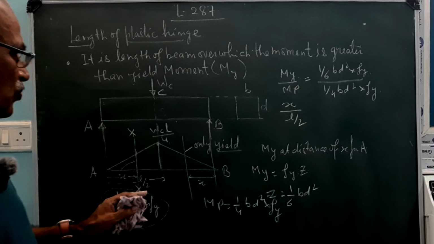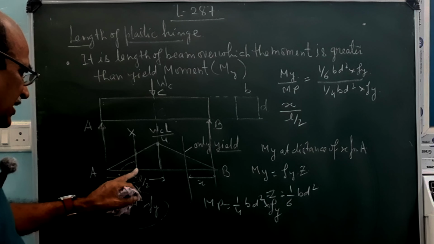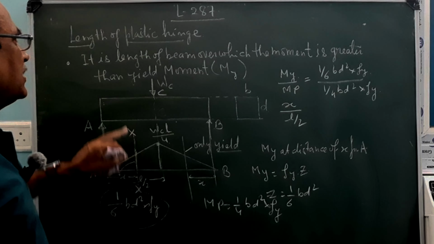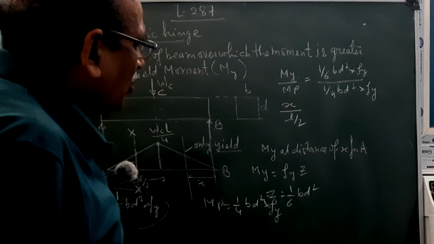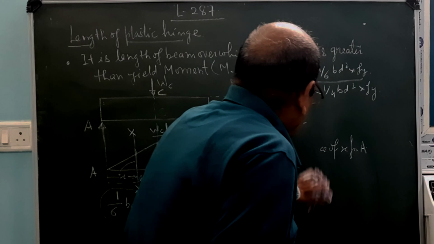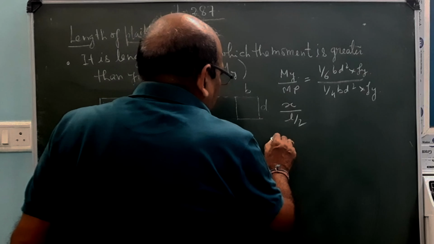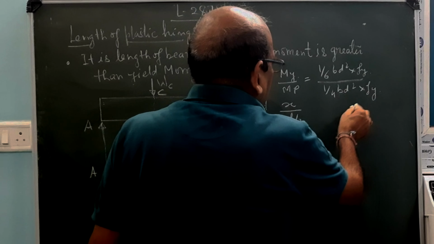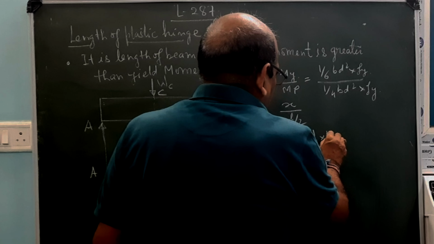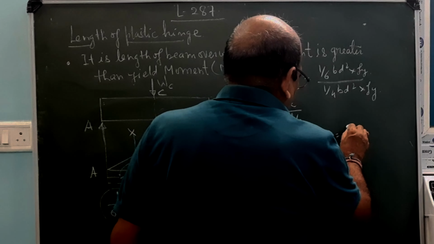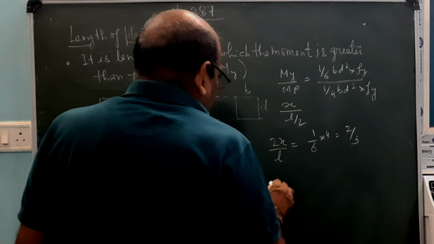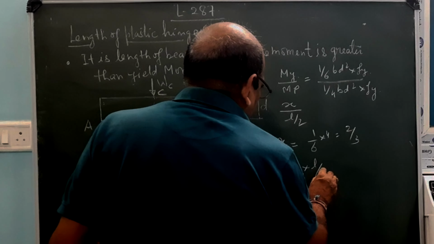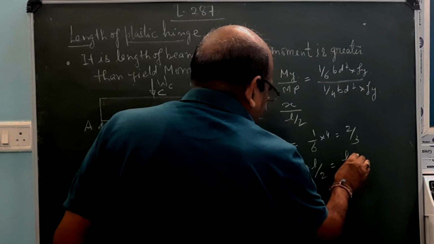We want to know the distance. What is the distance between these two points? What is the hinge length? What is the plastic hinge length? That we want to calculate over here. So what will be the length? You may have 2x by L equals 1/6 BD square, BD you can simplify. This is 1 by 6 multiplied by 4, so this will be your 2 by 3. So x equals 2 by 3 L divided by 2. So this is your L/3.